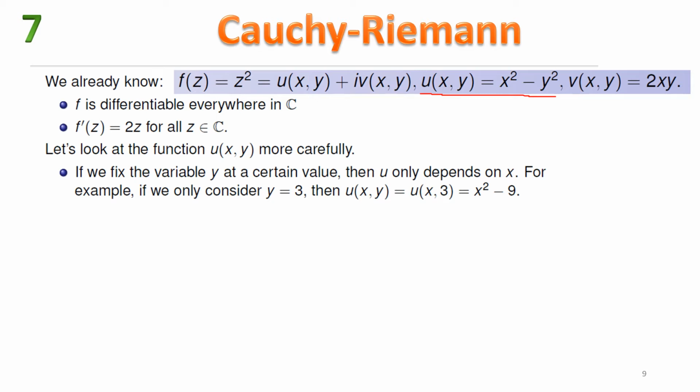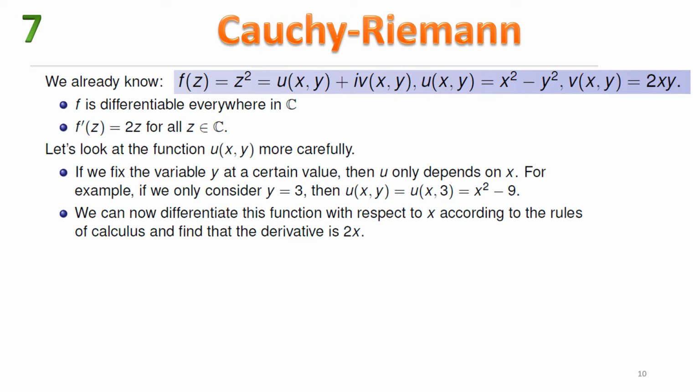So when we have u of x,y and we consider that y is equal to 3 and x is not defined, then u of x,3 will be x square minus 9. And now I intend to differentiate this function u of x,y, which is in fact x square minus 9, with respect to x. So the derivative of x square will be 2x and the derivative of 9 will be 0. So my answer is 2x.